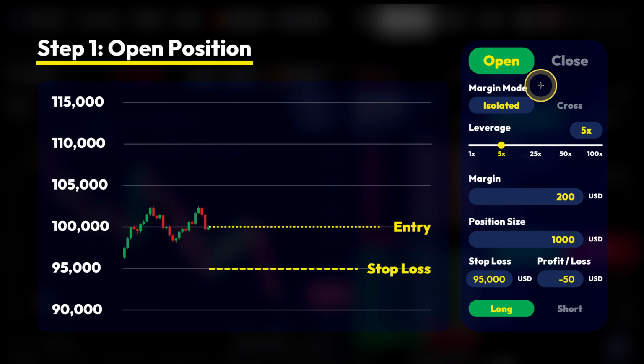Next, we need to determine our position size and stop loss, and these are typically determined by how much you want to risk in this trade. For example, let's say you want to risk a maximum of 1% per trade.